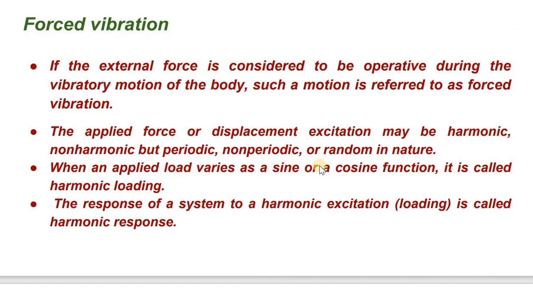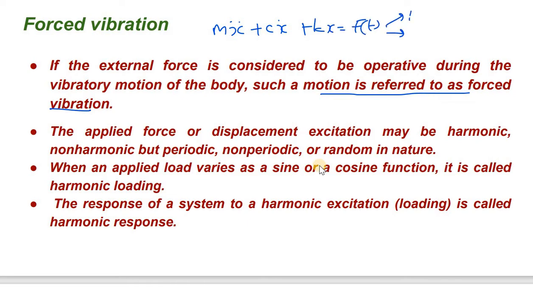Now forced vibration: if an external force is considered to be operative during the vibration, such a motion is known as forced vibration. That is, we are considering an external force. The equation will be m x double dot plus c x dot plus k x is equal to f of t. So this f of t can be periodic or non-periodic. The applied force or the displacement excitation may be harmonic or non-harmonic. So this force can be of different types: it can be non-periodic, random, etc.